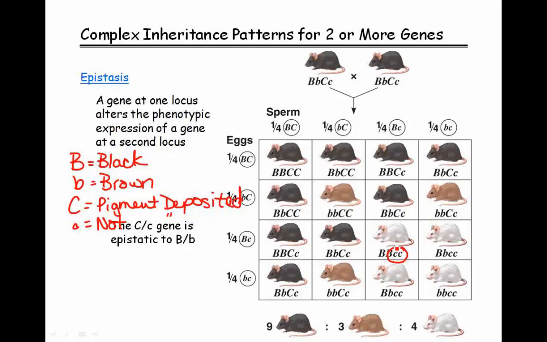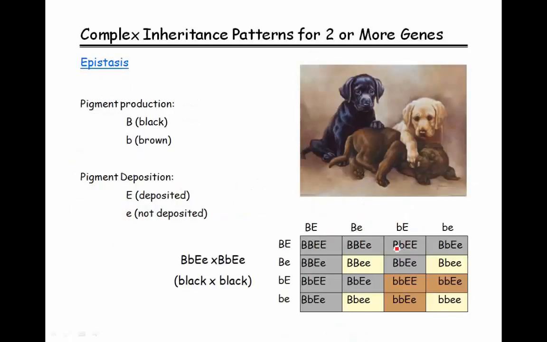If we look at a more common example, Labradors, they have the exact same system working. In this case, we have black and brown, so capital B and lowercase b, and now instead of a C gene, we call it an E gene. Capital E is for deposition of the pigment, and lowercase e is for not depositing the pigment.